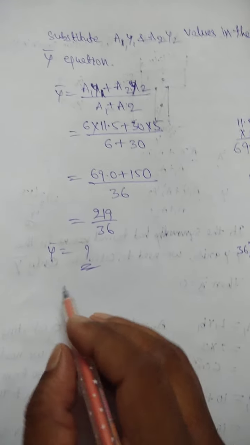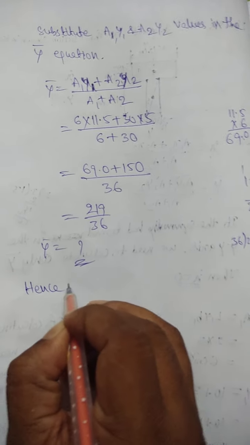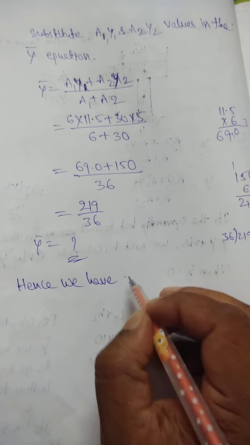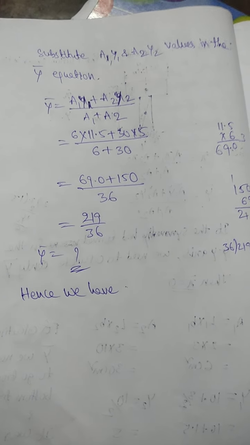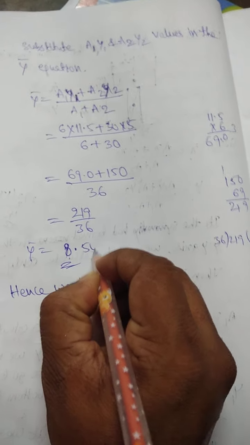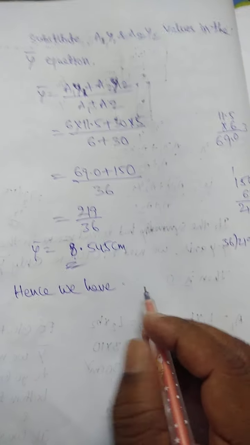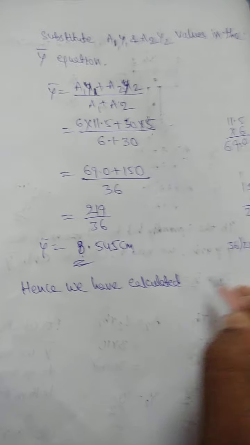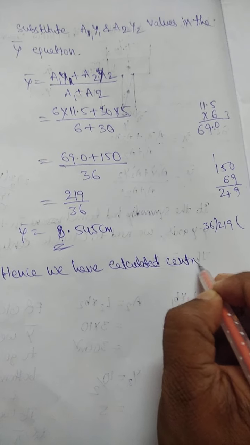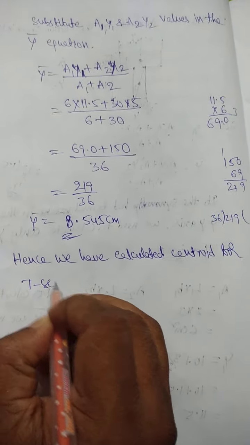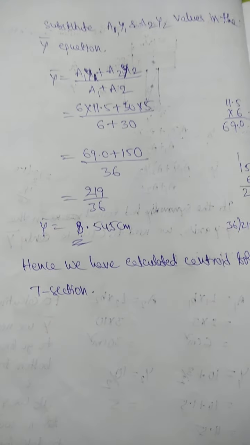Hence y bar is equal to 8.545 centimeter. Hence we have calculated the centroid for the T section. Thank you.